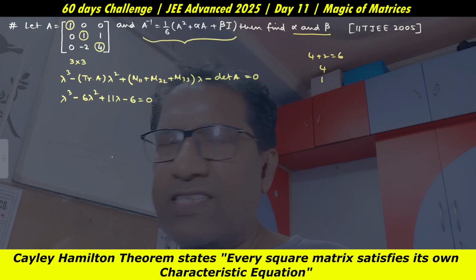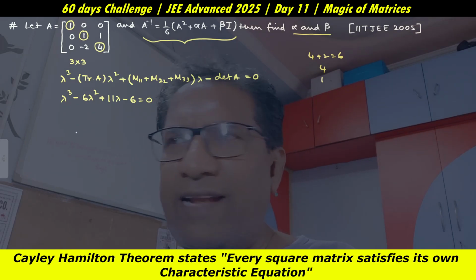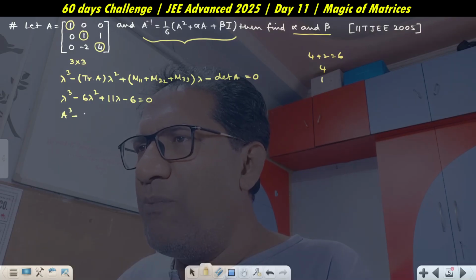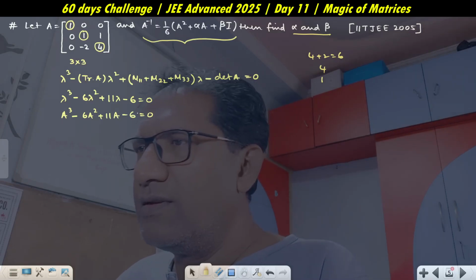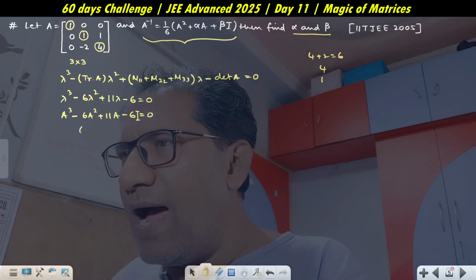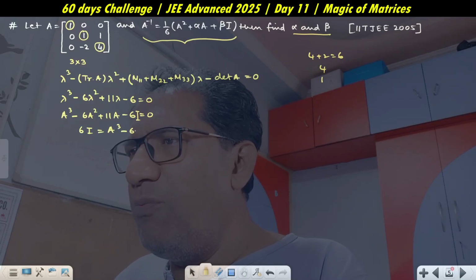theorem. It states that every square matrix satisfies its own characteristic equation. Therefore, A cube minus 6A square plus 11A minus 6I equals 0. Okay, so we can write 6I is A cube minus 6A square plus 11A.